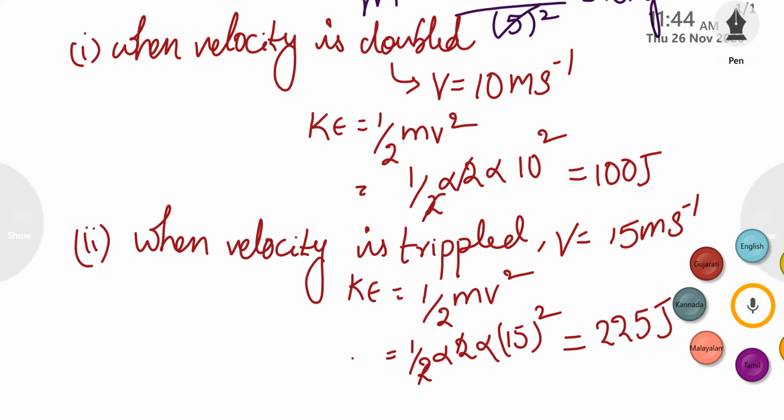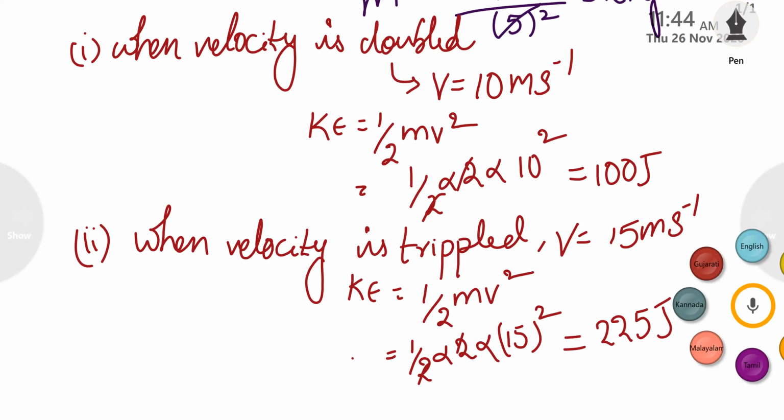Abhinaya, please tell. Ma'am, 1 joule is the amount of work done on an object, when a force of 1 Newton is displaced by 1 meter. Very good, excellent.